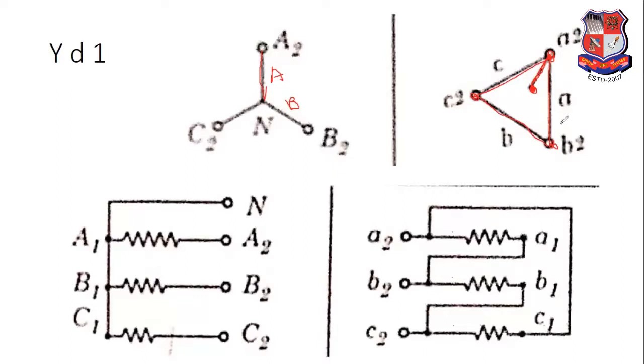A2 phase A over here it will become A1. B2 phase B over here it will become B1. C2 phase C over here it will become C1. So C1 is connected with A2. A1 is connected with B2, and C2 is connected with B1. So this is your YD1 connection.